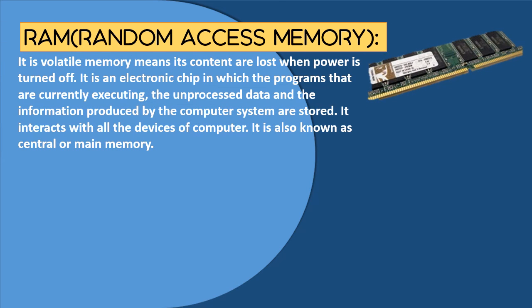RAM, random access memory. It is volatile memory, meaning its contents are lost when power is turned off. It is an electronic chip in which the programs that are currently executing, the unprocessed data and the information produced by the computer system are stored. It interacts with all the devices of the computer. It is also known as central or main memory.